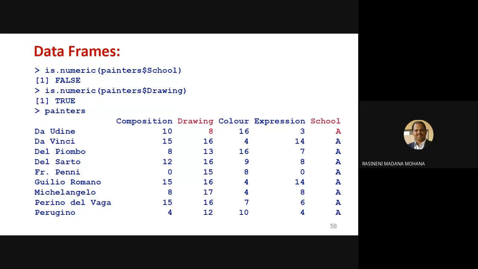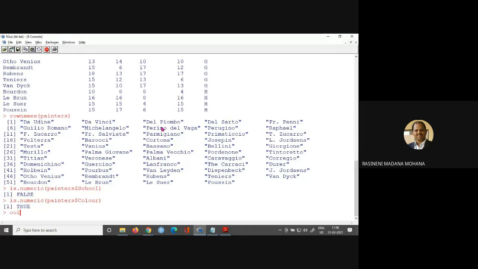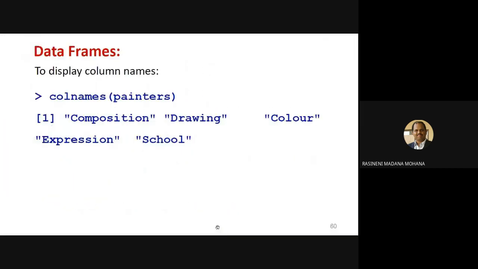Whether it is numerical or character value. Then if you want to display row names, the command is rownames. Similarly, column names, colnames of that data frame name. Then it displays the total columns, colnames of the data frame painters. Now you can see we have Composition, Drawing, Colour, Expression, School. Total 5 columns are there, so 5 columns are displayed here.